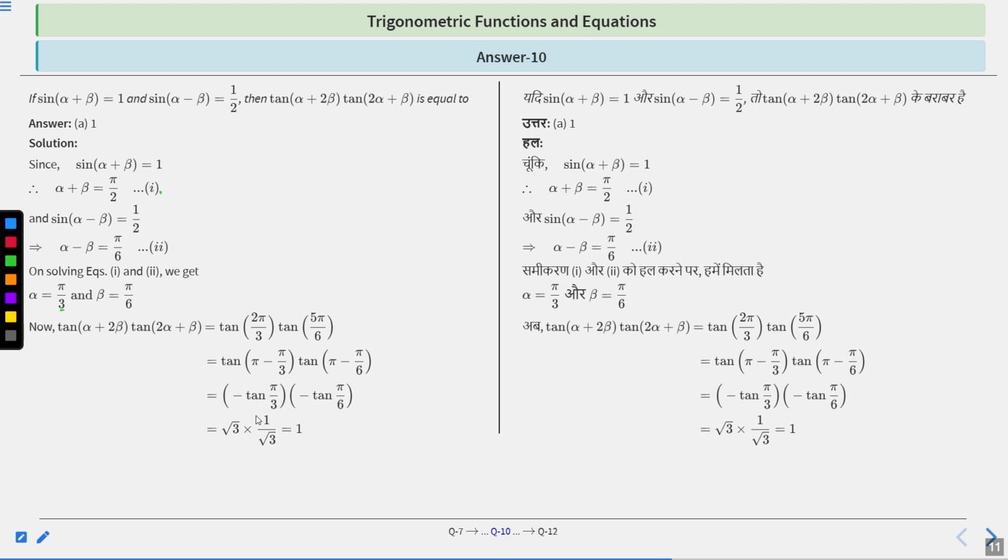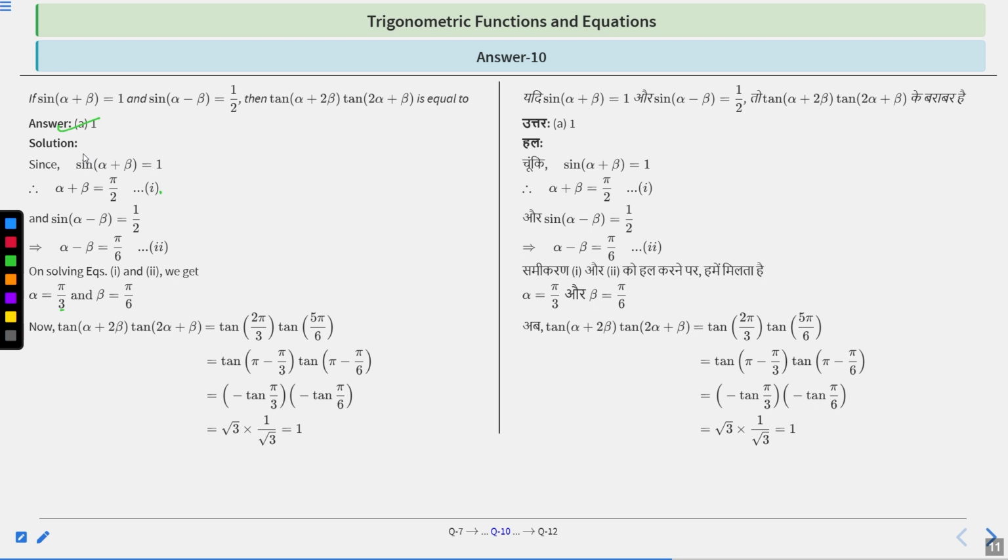Minus and minus will be plus. Therefore, 10 pi by 3 is basically root 3 and 10 pi by 6 will be equal to 1 by root 3. Therefore, root 3 and root 3 will be cancelled out. Therefore, 1 is the right answer. Clear? Therefore, option A is the right choice. 1 is the right answer.